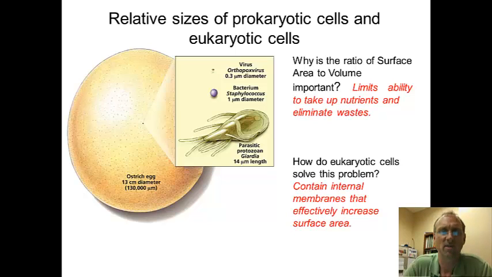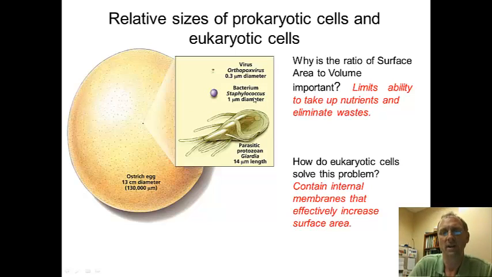Prokaryotic cells, as we said, are typically rather small, and eukaryotic cells can typically be much larger than prokaryotic cells. The very largest of the eukaryotic cells are oocytes, and we can see that this ostrich egg is around 13 centimeters in diameter. In contrast, a bacterium that we're going to see a lot of in lab, Staphylococcus aureus, is only about 1 micrometer in diameter.